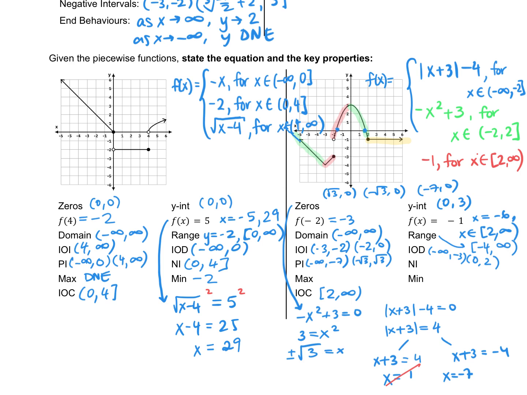Our negative is going to be from negative 7 to negative root 3. So that's this portion of the absolute value and this little portion of the parabola. And then we're negative from positive root 3 forever.